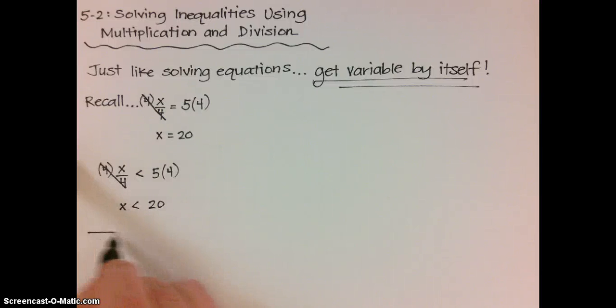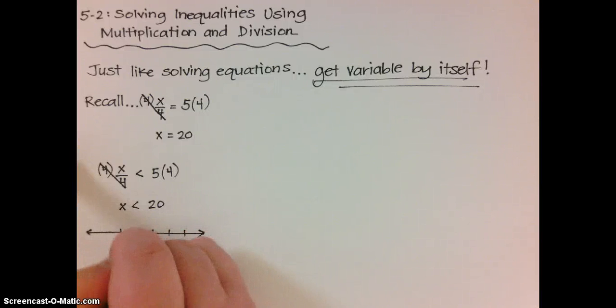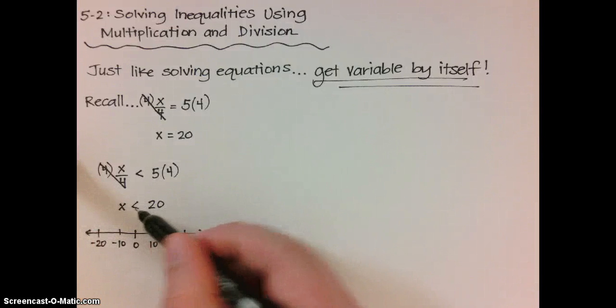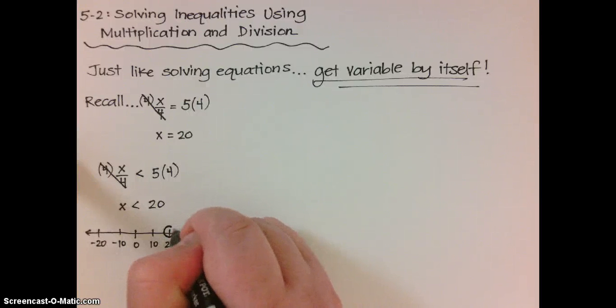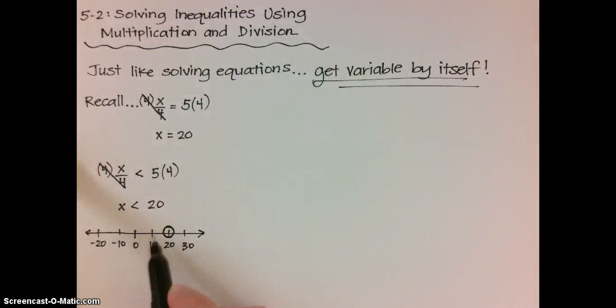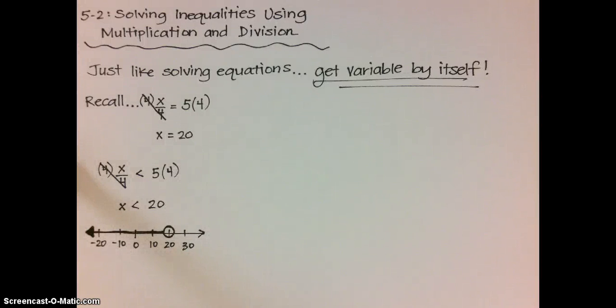So when I graph this on my number line, I'm going to put in just a few things here. 10, 20, 30, negative 10, negative 20. And because it is just less than, it's not going to be equal to 20, so it's going to be an open circle on 20. And it's all the numbers that are less than 20, which means the direction to the left. So I'm going to draw my arrow. I'm going to shade all of these values because any of those can be solutions for that inequality. Make my arrow really big on the left-hand side. So let's do another one.